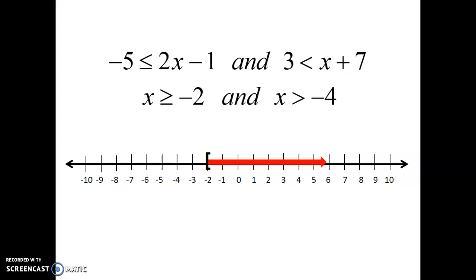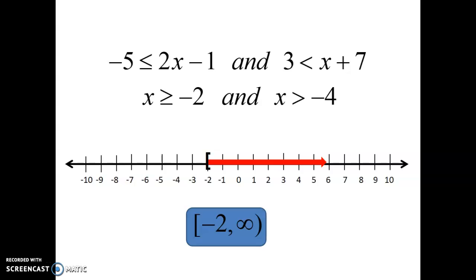That graph for negative 4 is still there technically, but it's only being looked at where it does overlap, which starts at negative 2. So where the overlap starts is what your interval notation is going to be. Our interval notation will be from negative 2 towards infinity, and then we are done.